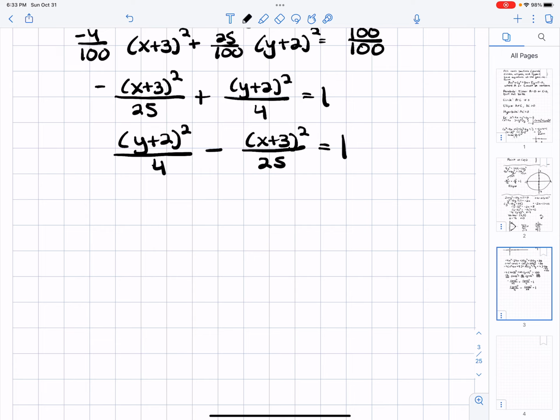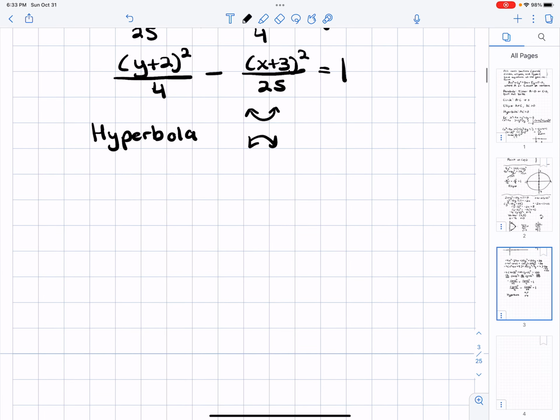And so we are already dealing with a hyperbola. And since that first fraction has the y and the second fraction has the x, we know that the parts are going to open up and open down. Okay, so underneath (y plus 2) squared is a 4, so we're going to need to use 2 for that. We're going to have a is 2, and then b is 5.